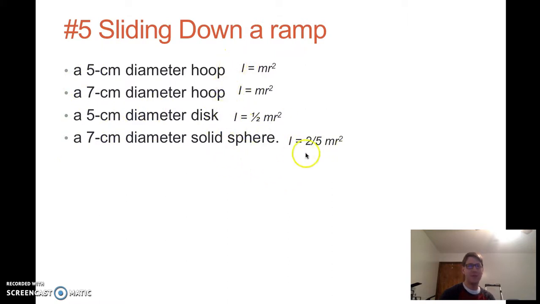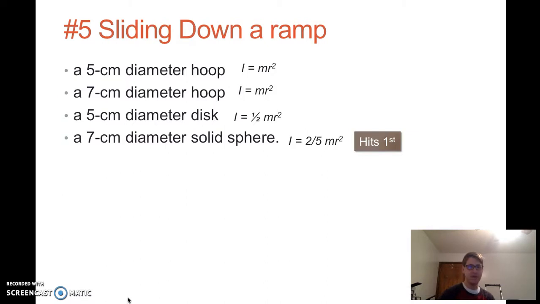You can see the thing with the lowest moment of inertia is going to be the thing that wants to get up to speed the fastest. So the first thing that's going to hit the bottom of the ramp is the solid sphere because it's got the lowest moment of inertia. Again, it doesn't matter that it's 7 centimeters and some of the others are 5 centimeters. That doesn't matter because the only thing that affects what hits first is the geometry.